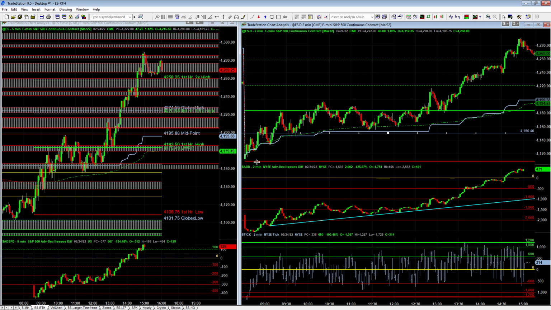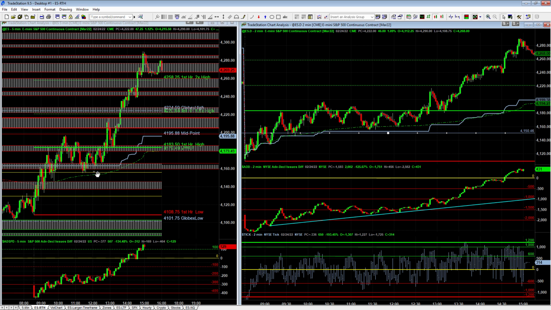So, there are some really good zone fade setups today. Pretty much every zone provided a very nice response, as long as you were willing to book those gains, as long as you were willing to exit and recognize that we're not seeing initiative selling. So we have a short sequence pretty much at every zone.